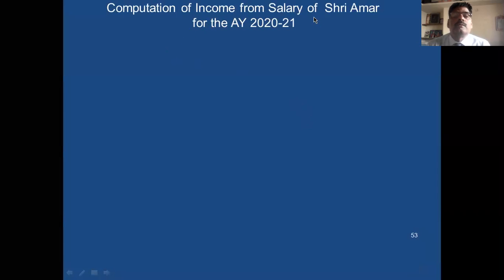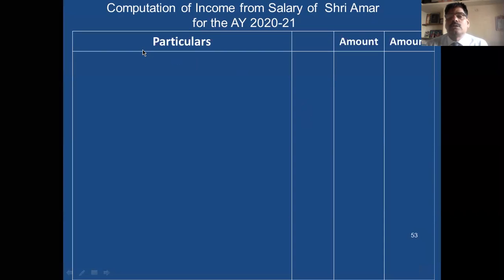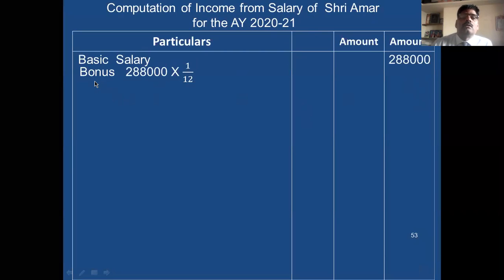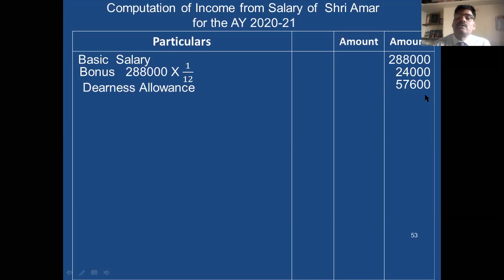Computation of income from salary of Sri Amar for assessment year 2020-21. First, you take the basic salary, 2,88,000. Then bonus equal to 1 month's basic salary: 2,88,000 into 1 by 12, that is 24,000. Then the third point is DA allowance, 57,600.